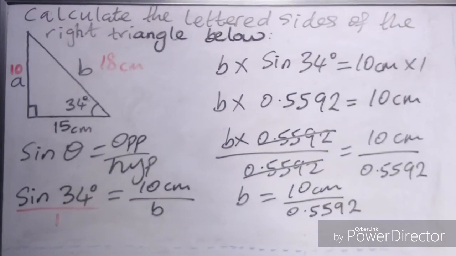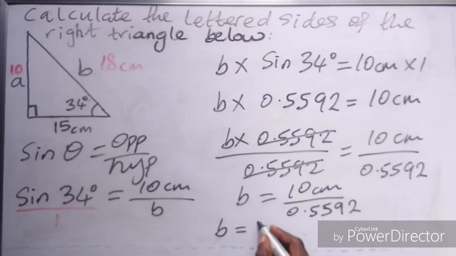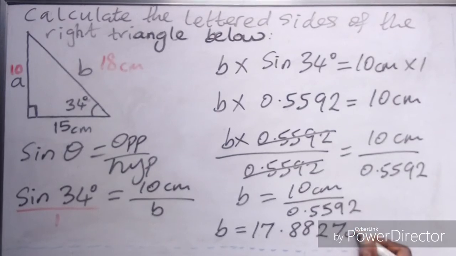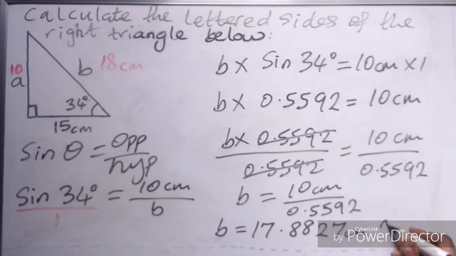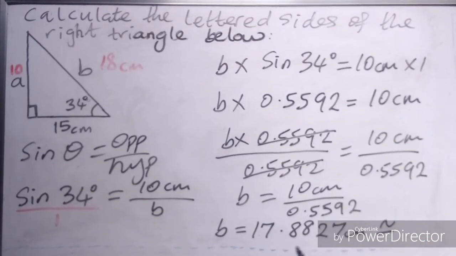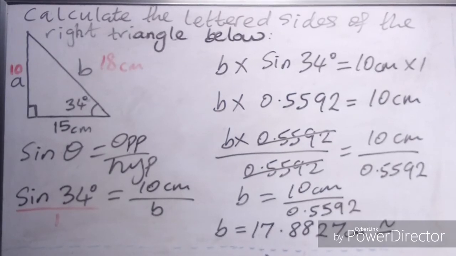When we divide that, we are going to have B equal to 17.8827 centimeters. And when we approximate that, what we are going to get is 18. Approximate this: the digit after the 7 is 8, which is more than 5. Take it as 1 and add it to the 7, giving you 18. Remember your approximations.